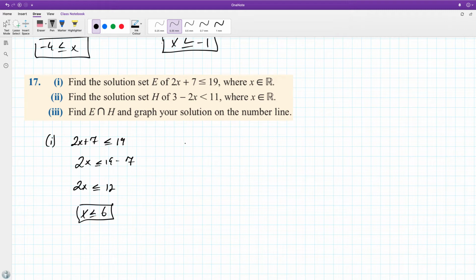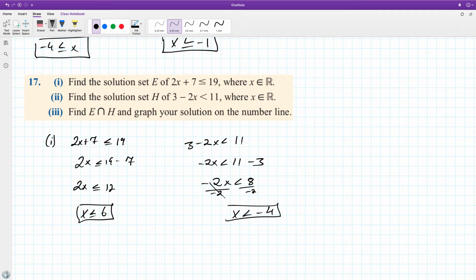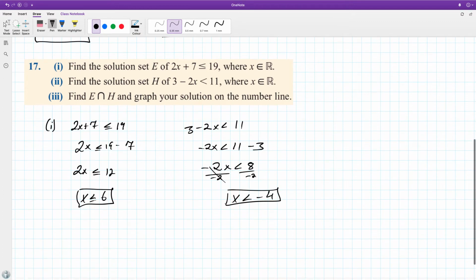Then 3 minus 2x is less than 11. Minus 2x is less than 11 minus 3, which is 8. Divide both sides by minus 2. x is less than minus 4. We happy with those two?